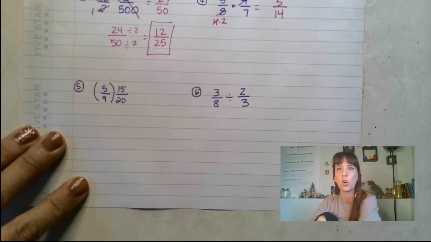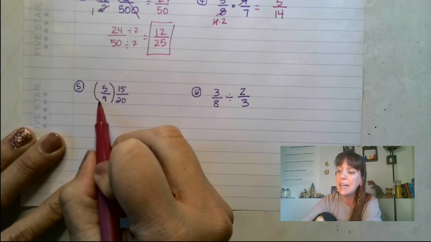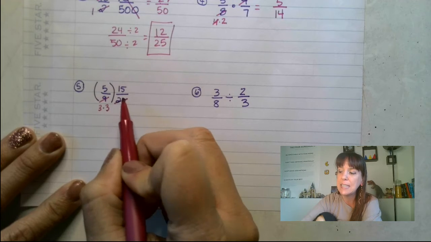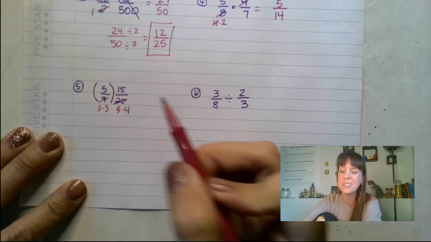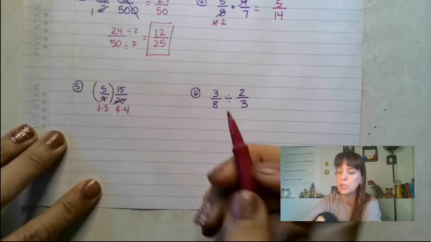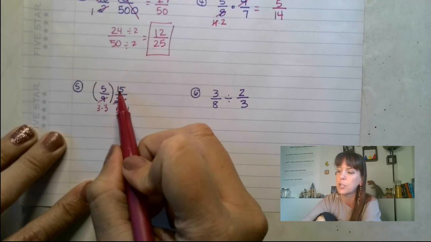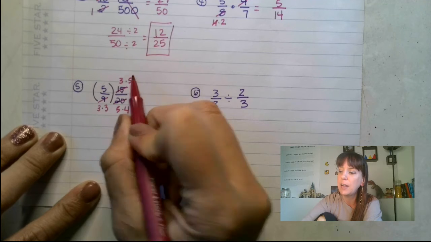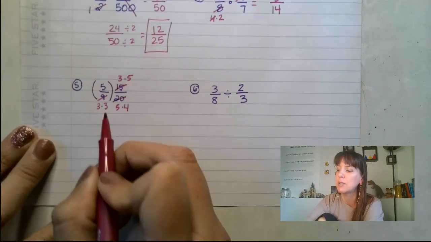Ooh, this is another one we can cross cancel. 9 is 3 times 3. 20 is 5 times 4. Sometimes you need to break down your 4s to 2 times 2, but I don't think we need to in this one. So let's just double check. 15 we know is 3 times 5. Okay, I'm going to rewrite it so you can see what this is.